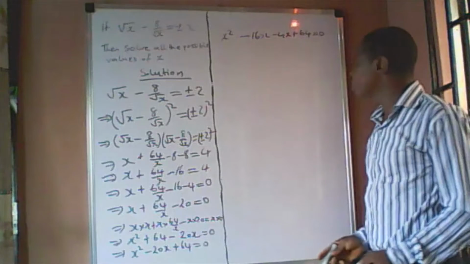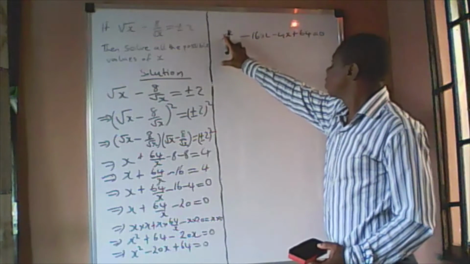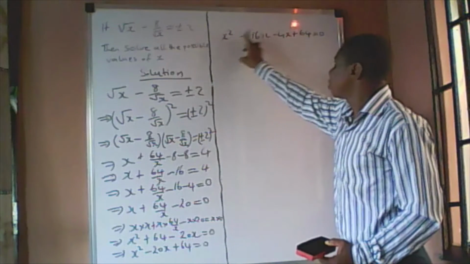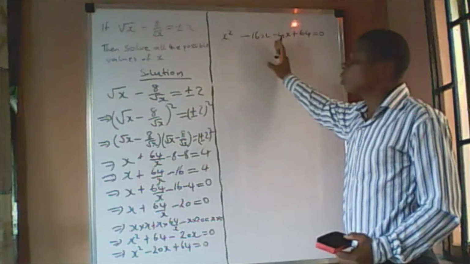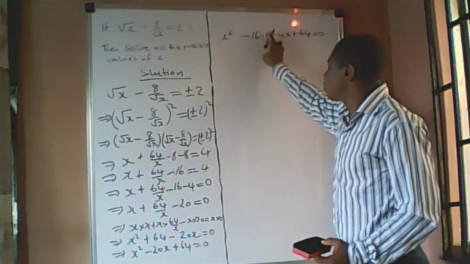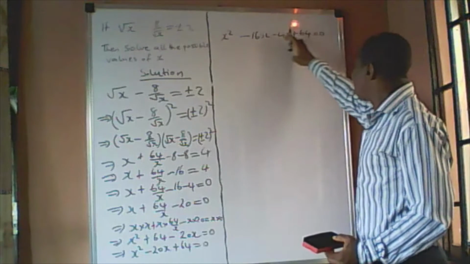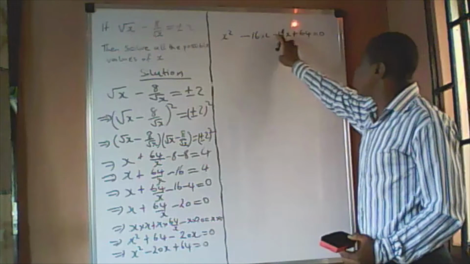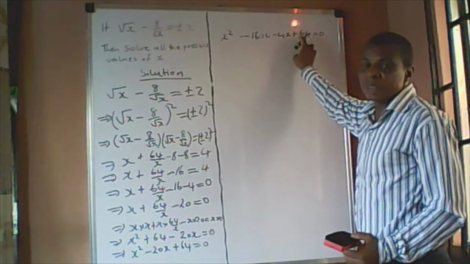Equal to 0. Now you see that x and x are common here. You factorize it, that means we are grouping them two by two, because we have x here, x here. That means we have common x and x here. Here we have minus 4x plus 64. So minus 4x and 64 are common here. We are going to group them and factorize.